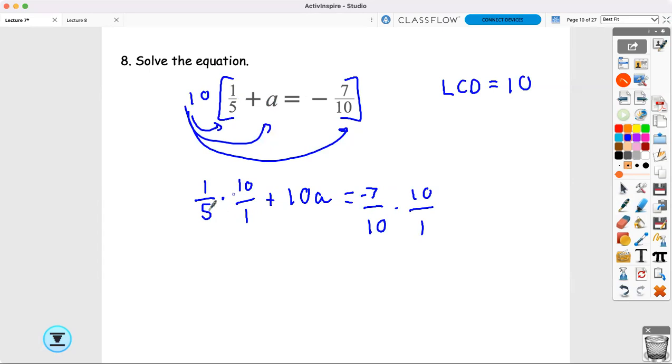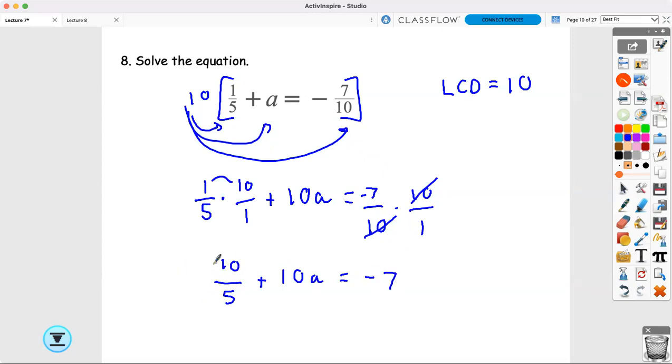Now look at the left side of this fraction. It's gonna be 1 times 10, which is 10, and over 5 times 1, which is 5. So it's 10 over 5 plus 10a equals. Now here we could multiply at top like -7 times 10 and then over 10 times 1, or look at the trick I taught you last example. What can we do to our tens, guys? We can cancel them out. So we're left with -7/1, which is just -7.